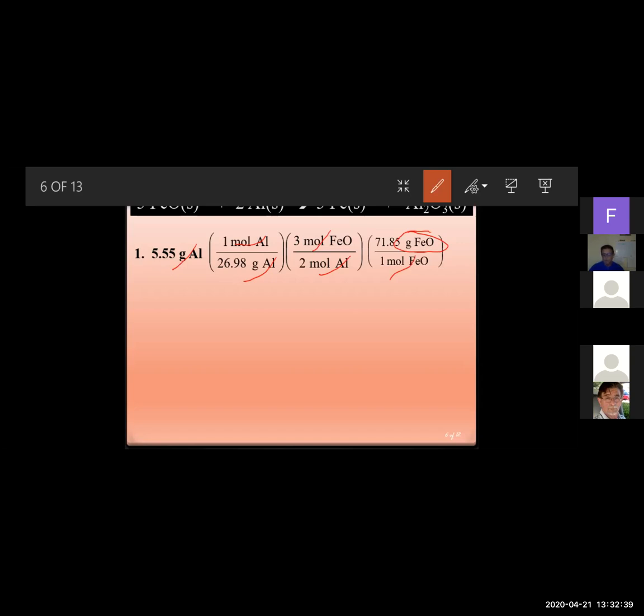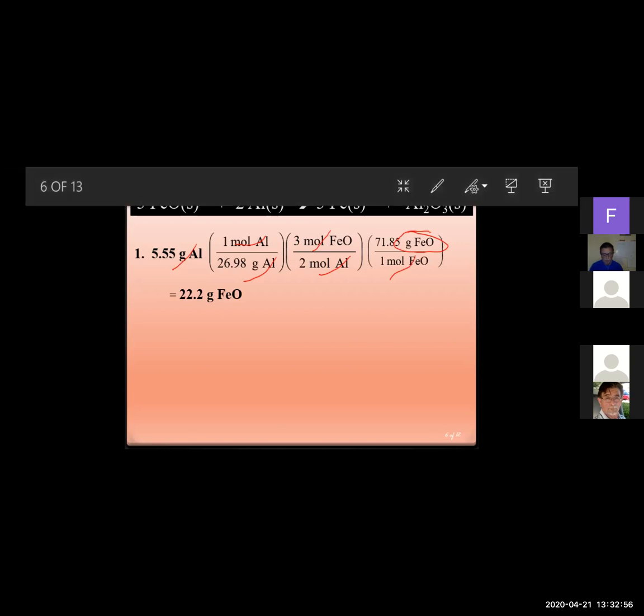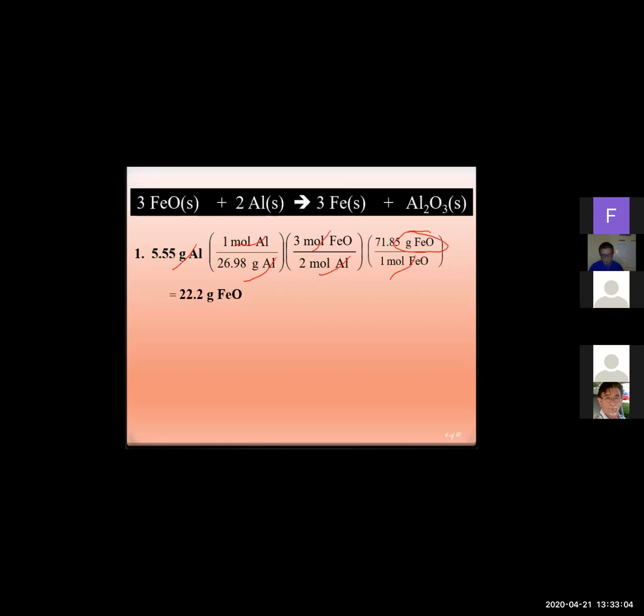Now it's a matter of plugging in the numbers in the calculator, and you should end up with 22.2 grams of iron(II) oxide. What that means is, if I start off with 5.5 grams of aluminum, I need 22.2 grams of iron(II) oxide for this reaction to proceed as written.